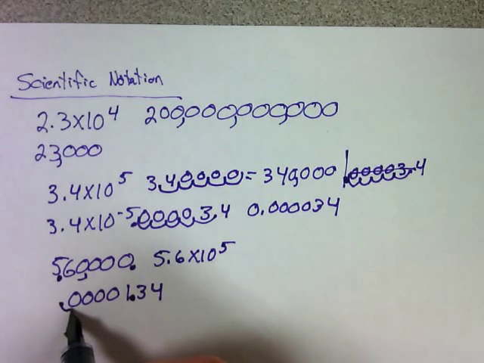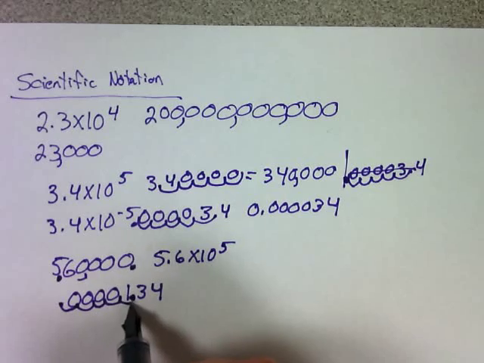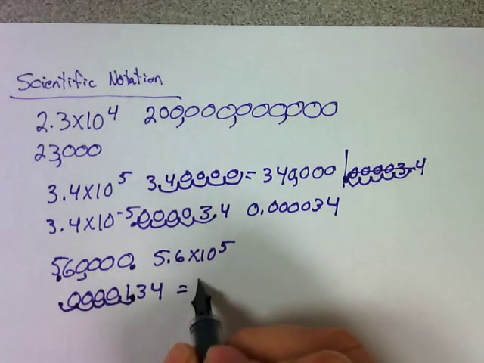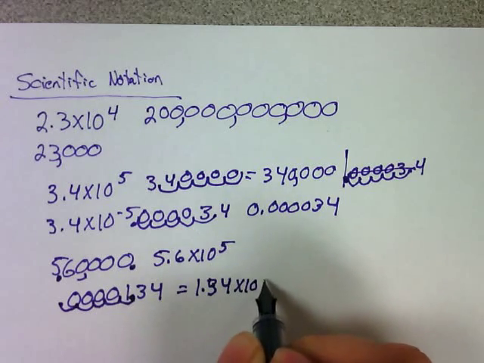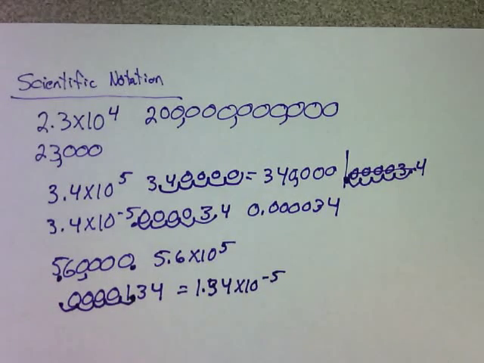To get there, I moved it 1, 2, 3, 4, 5 times. So what this is going to equal is 1.34 times 10. This time it's going to be a -5 because the number is smaller than 1. That's how you take numbers in and out of scientific notation. The other thing that you can do with scientific notation is multiply and divide.